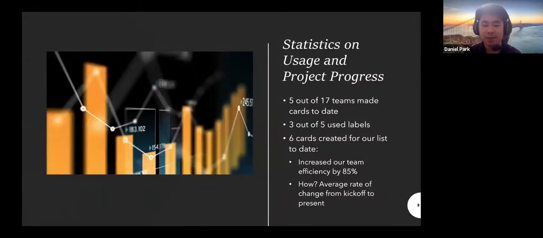I wanted to bring up some stats based on what I've seen on the Trello board so far. So far, 5 out of 17 teams that are on the Capstone board right now have made cards on the board, and 3 out of the 5 use labels, which are very crucial for being organized on the board. I also wanted to bring up a statistic for our team. We created 6 cards for our list, and we believe that it increased our team efficiency by 85% because of the rate of change from kickoff to present based on our grades. Next slide, please.